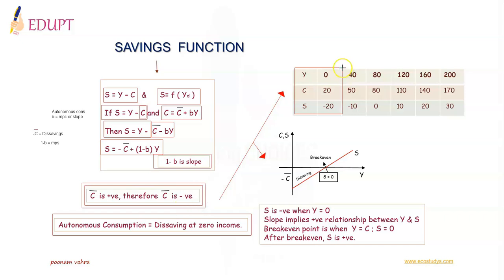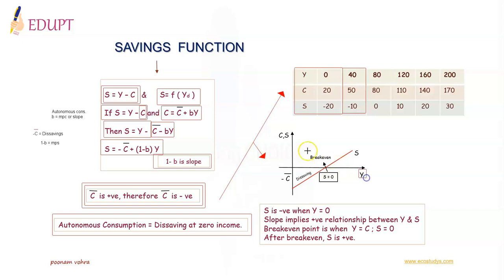When income is 40, consumption is more than income, so savings is minus 10. That is, the difference between the two is dis savings. Similarly, one can find savings in each case by applying this formula, that is S is equal to Y minus C. The same can be shown diagrammatically.